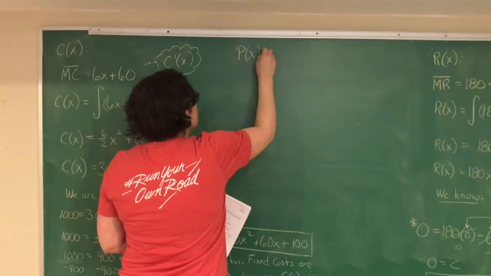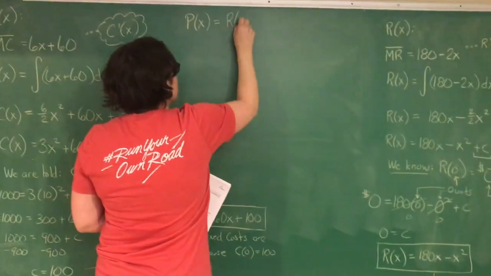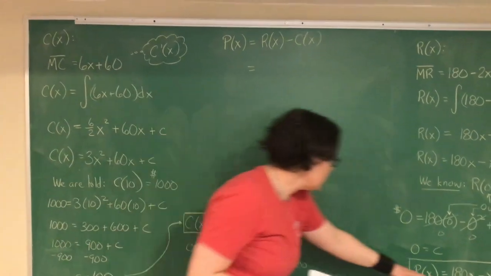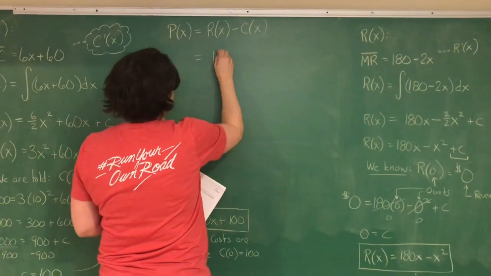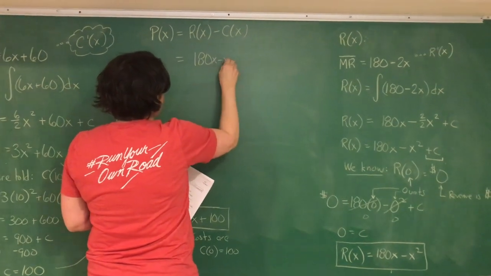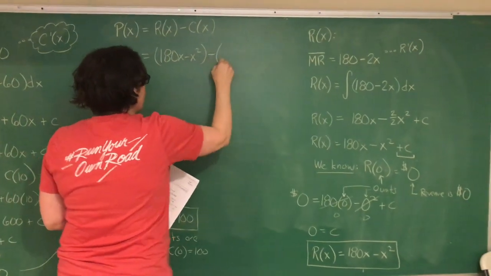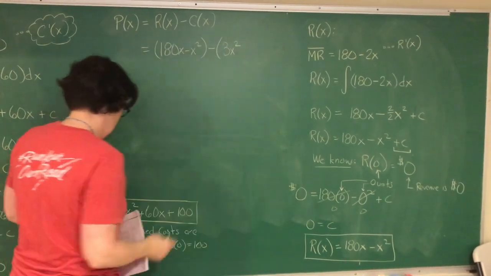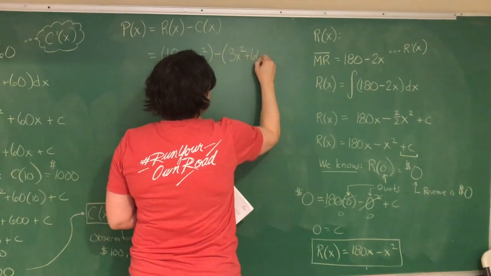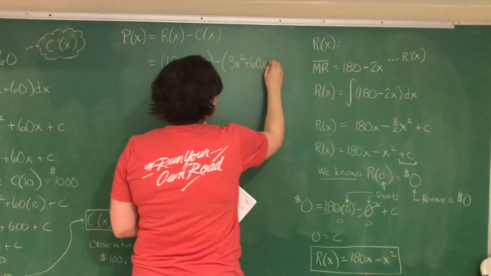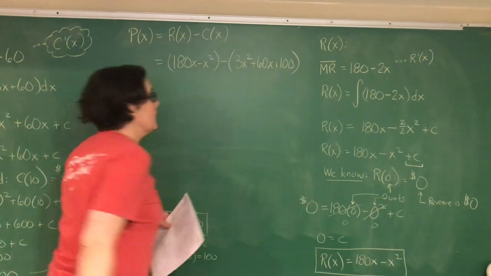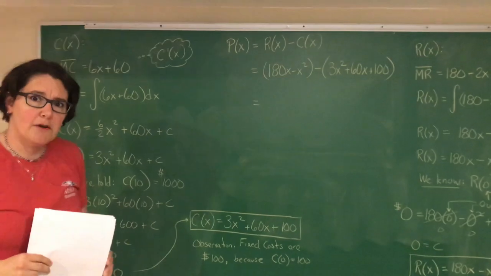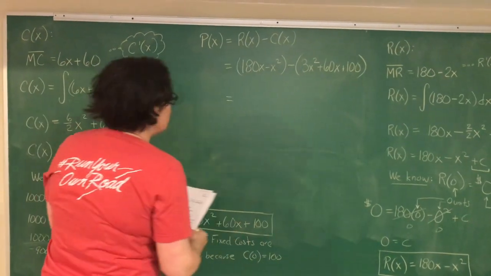So profit is revenue minus cost. Our revenue function is 180x minus x squared. And our cost function is 3x squared plus 60x plus 100. So totally fine profit function, but maybe I will try and simplify this a little bit.